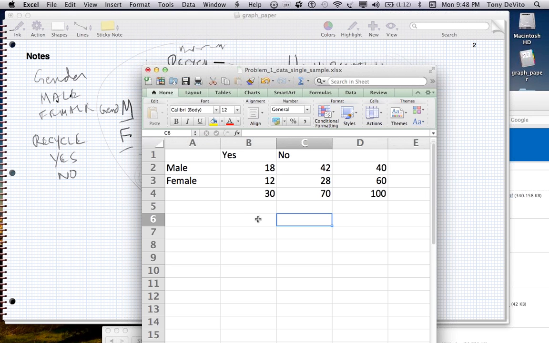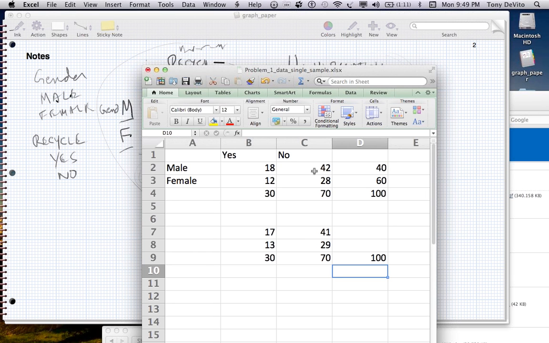Well, let's say in reality, when I actually do this survey, that sure enough, I get 30 people who recycle and 70 people who don't recycle, out of a total of 100 people. And I say to myself, okay, let's say that instead of finding 18, I find that this is really 17 and 13, and this is really 41 and 29. Okay, would that be a very unusual result?